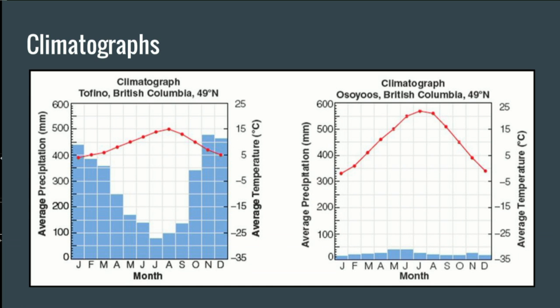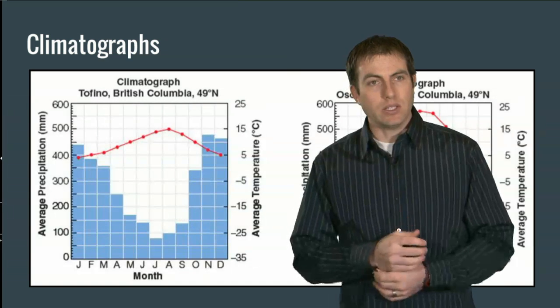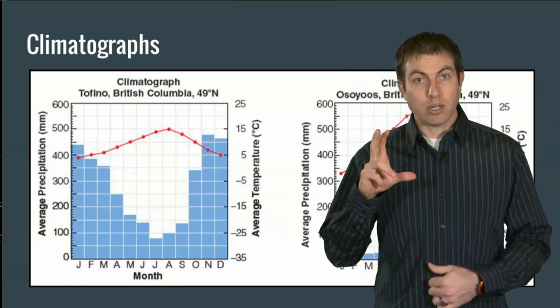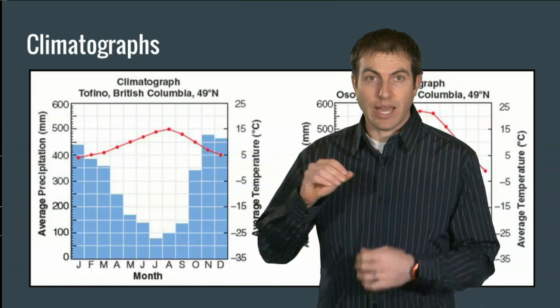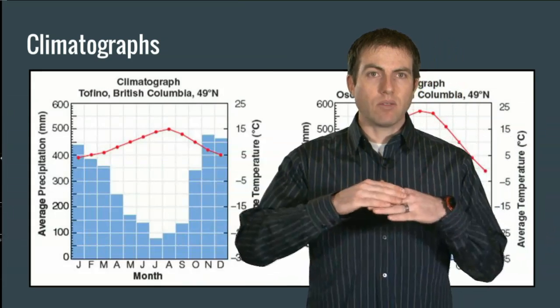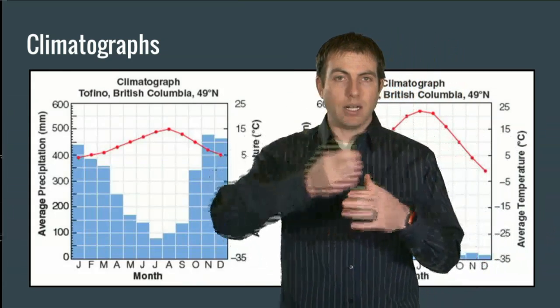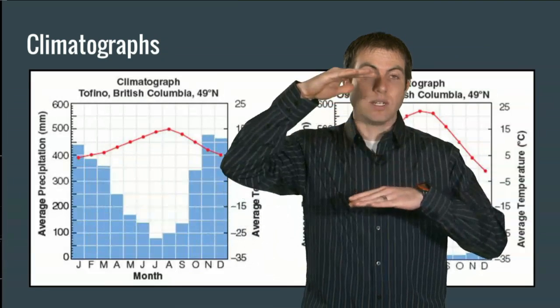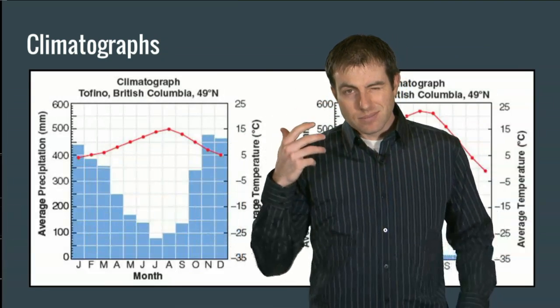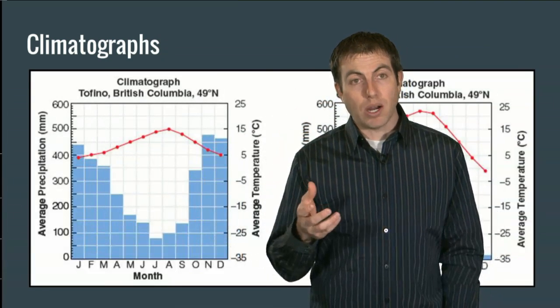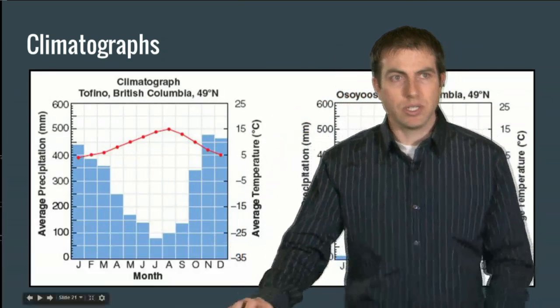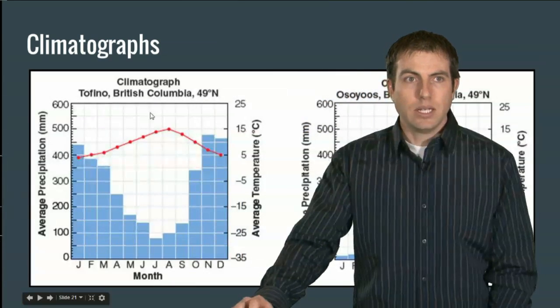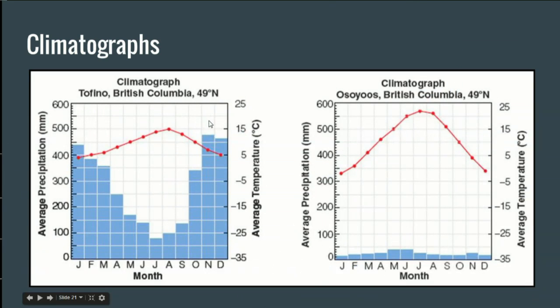When students make climatographs, or even when they read them, it's really important to remember that the bars are blue, and if you think about it, it's kind of like rain filling up a cylinder. So as the rain falls, it fills it up. And these blue bars are the rainfall. So if I'm interested in reading the rainfall, you can see on the right side here I have average temperature, and on the left side I have precipitation.